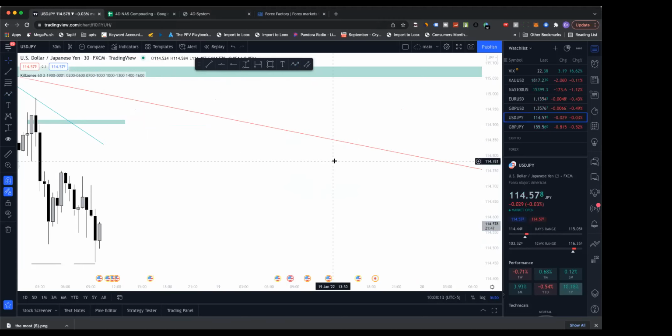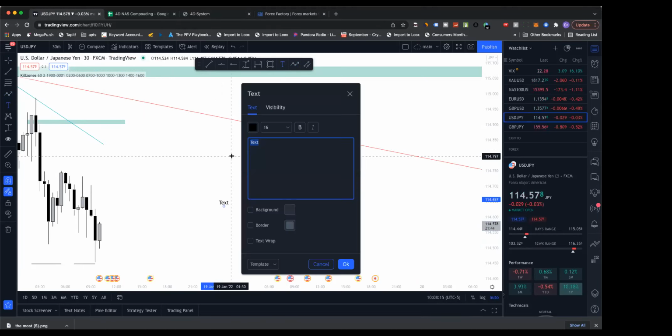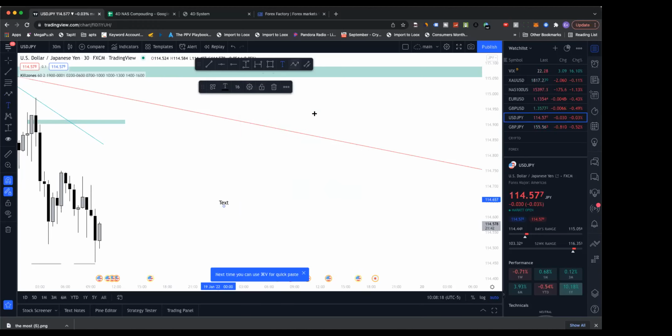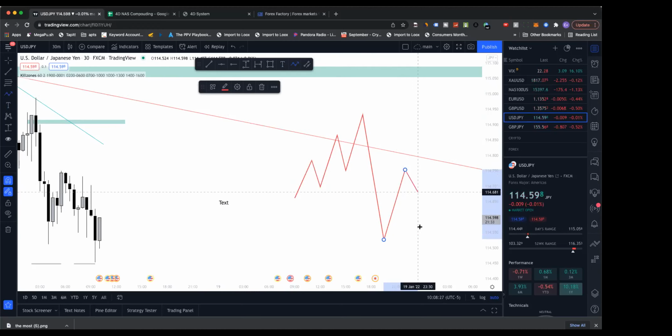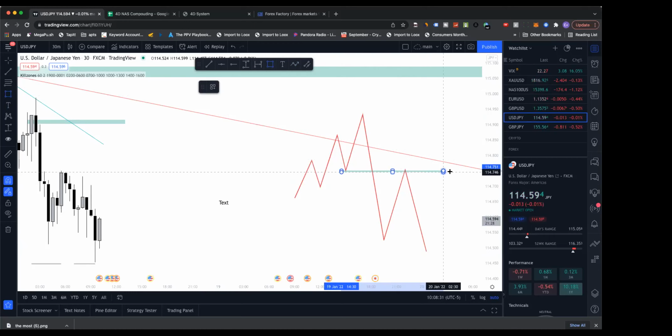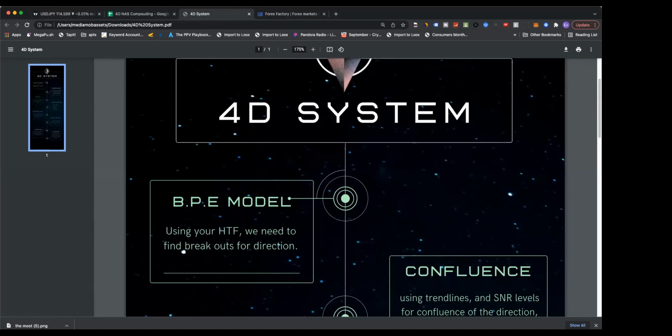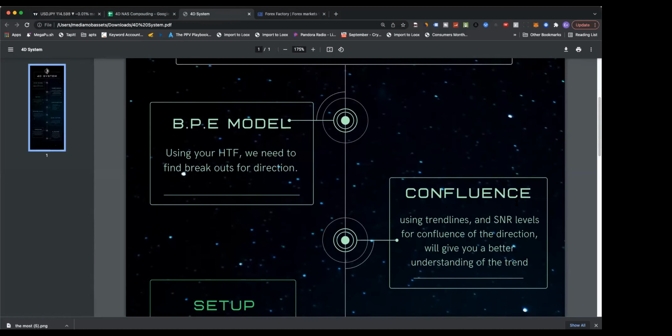breakout pullback. Okay, so it could be a trend, it could be like that, right? You have your breakout and then we're waiting for that pullback, and entry just means where entries normally would be, right? Like let's say it was some level of support and resistance. Inside of our area, we're gonna look for our confluence, trend lines, SNR levels. This is gonna give us direction.